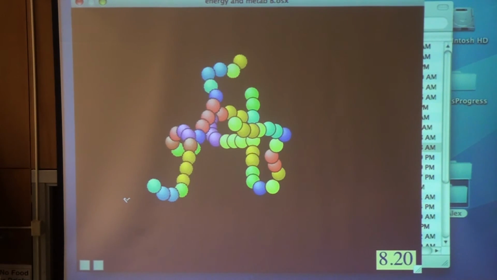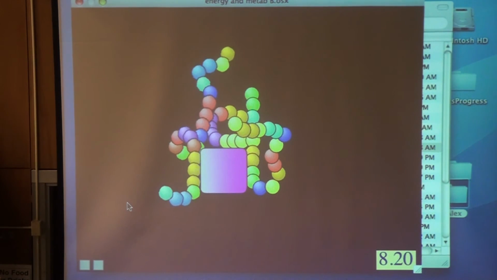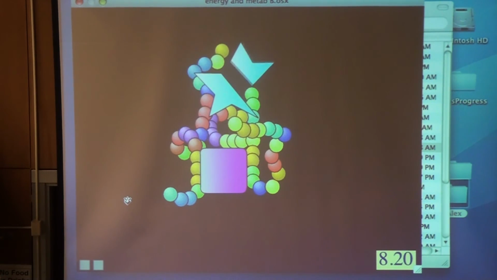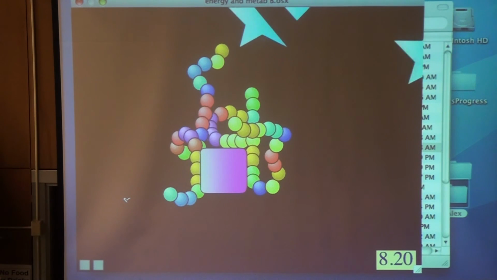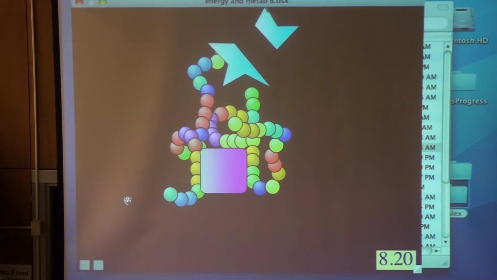For that type of enzyme, when the cell wants to speed it up, wants to activate it, there will be an allosteric activator molecule that will plug into the back part of the enzyme, not the active site. And by pulling and tugging on the amino acids, it will cause the active site to open up. And so now we have activated the enzyme, and it will start carrying out its chemical reaction. As long as the allosteric activator is there, the enzyme will be active.